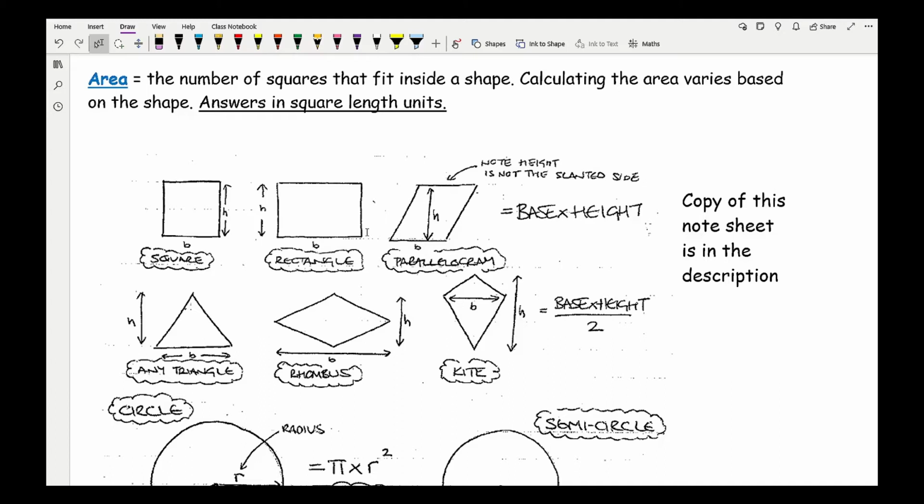Now a triangle, rhombus, and a kite. Now you can see from all of those shapes, they're kind of made by joining triangles together. So when you see a rhombus, you see two triangles, when you see a kite, you can see two sort of isosceles triangles joined together. Then you think, right, triangles, base times height divided by 2, or half base times height, whichever formula you want to use.